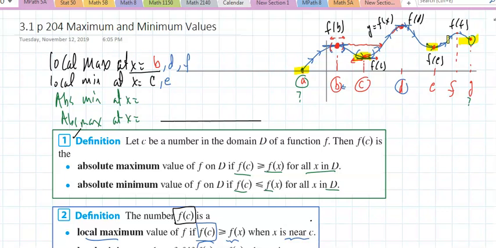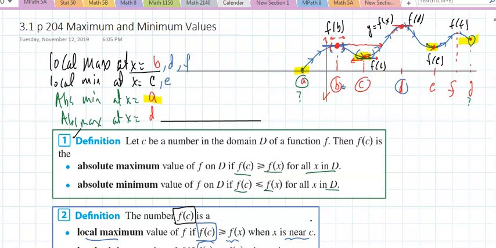So if I'm glancing at this, I notice x equal a would yield the absolute minimum. That's the lowest point anywhere I move along this, if this is the height. And the absolute maximum happened to be at D. This seems to be the highest point. So far so good?